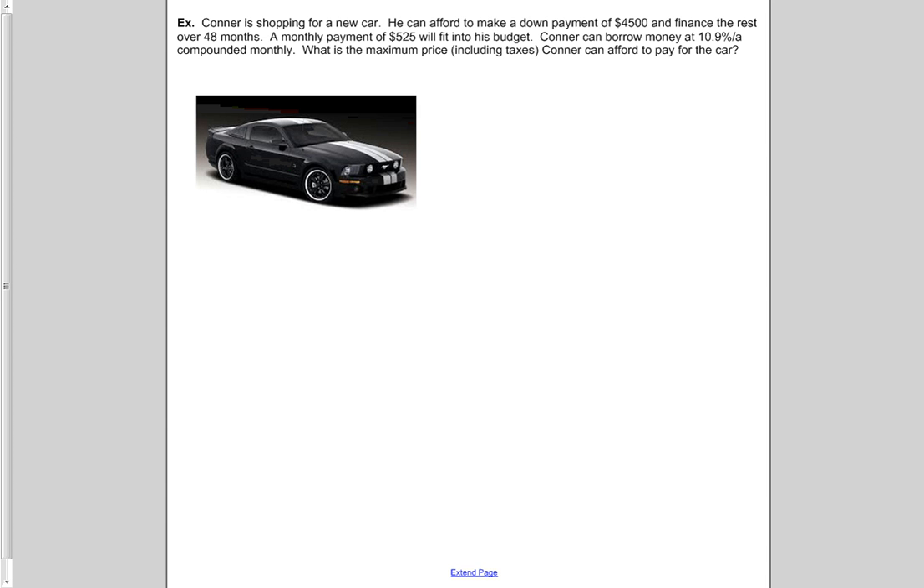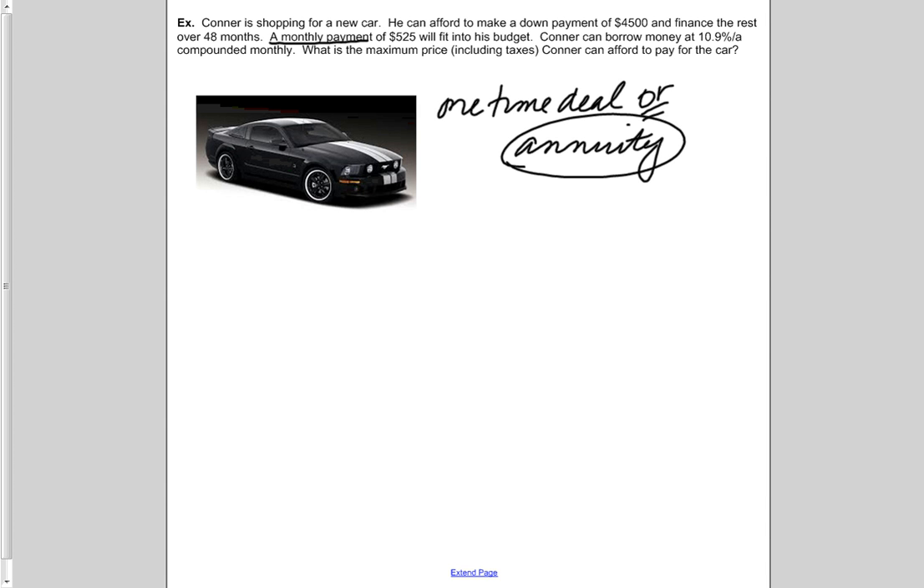So, first of all, we need to decide what type of a problem this is. Is it a one-time deal or annuity? This is not a one-time deal. We're going to be paying this off monthly, so it is an annuity. After you've decided whether it's a one-time or an annuity, you need to decide whether it's a present value or future value problem.